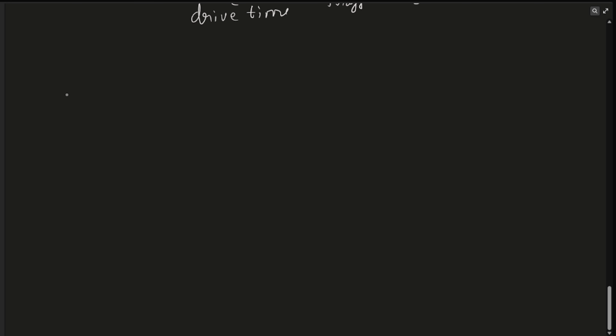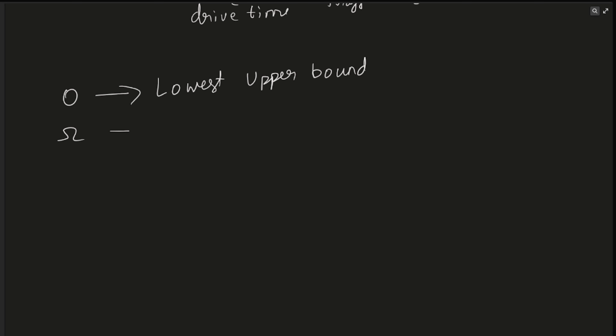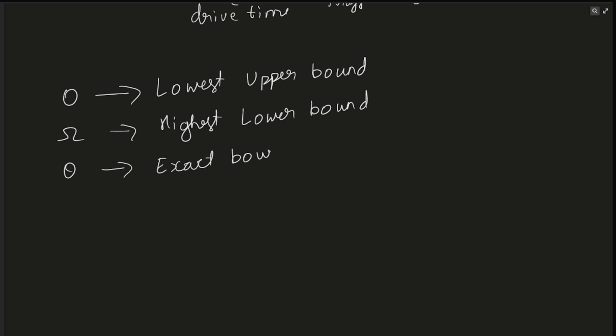Just to reiterate, big O always gives us the lowest upper bound, big omega always gives us the highest lower bound, and theta always gives us the exact bound. I hope the difference between all the three notations is clear now.